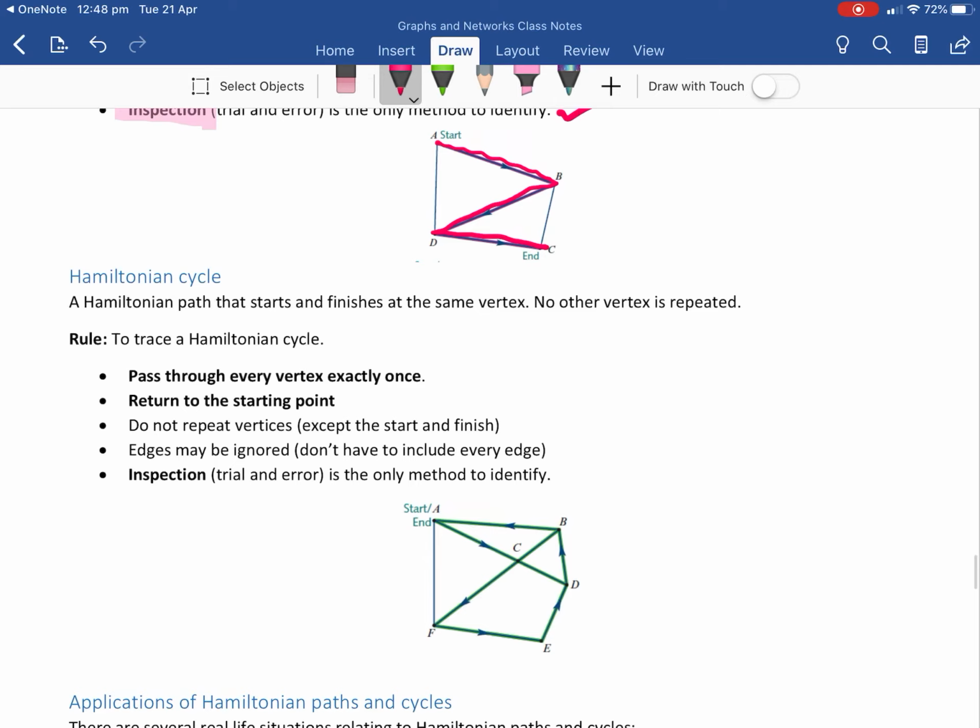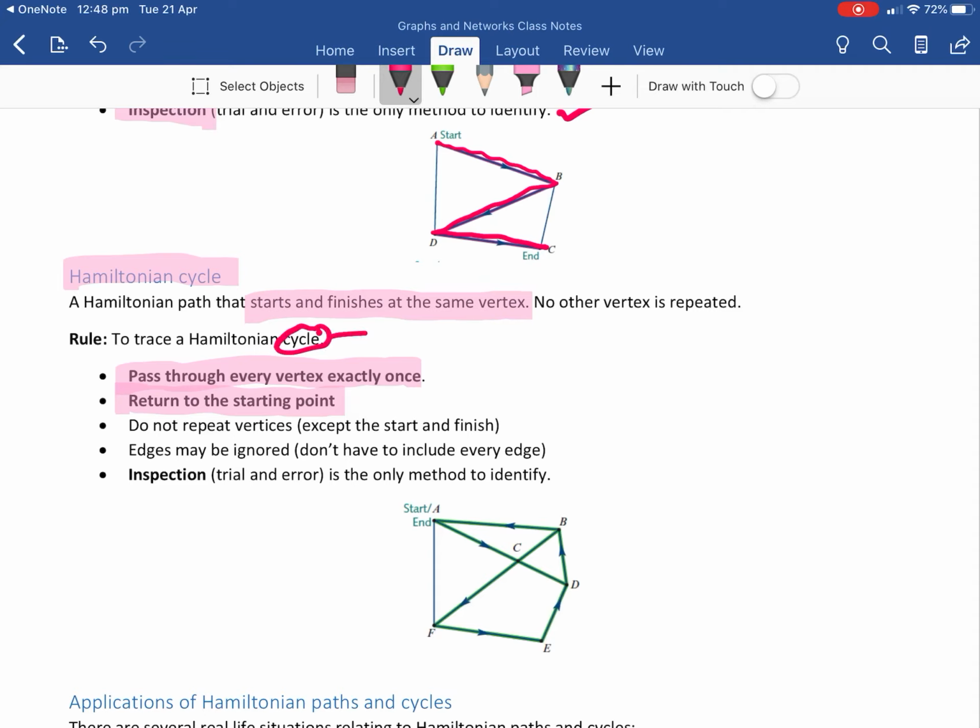Okay, so alternatively to that, we've got the Hamiltonian cycle. Again, we're looking at vertices, but we're starting and finishing at the same vertex. To trace the Hamiltonian cycle, you must pass through every vertex exactly once, so all those little points you have to go through once. For a cycle, you have to return to the starting point. That's probably the biggest one.